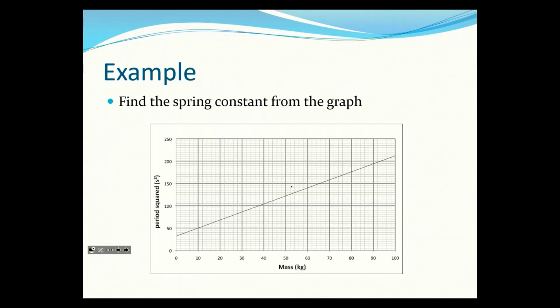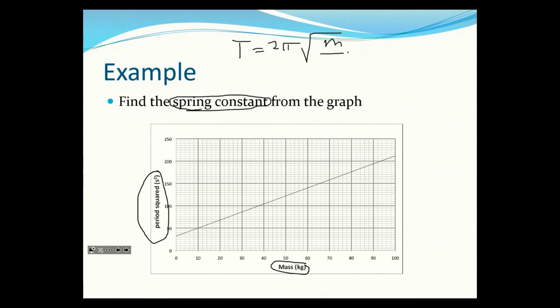Okay, and our last question of the day, these are going to pop up more now that we have these graphing skills. So find the spring constant from the graph. Okay. So what we need to do is we have period squared here and mass. So we need a formula with period and mass and spring constant in it. Okay, that's what we need. So obviously we're going to use period equals 2 pi square root m over k. So that's what we need.